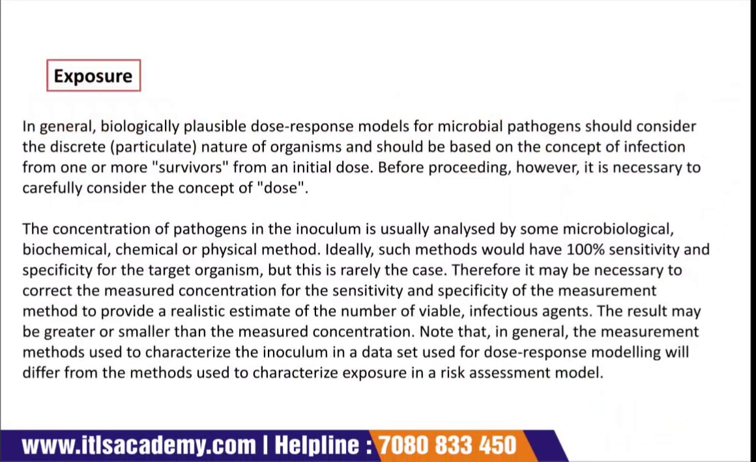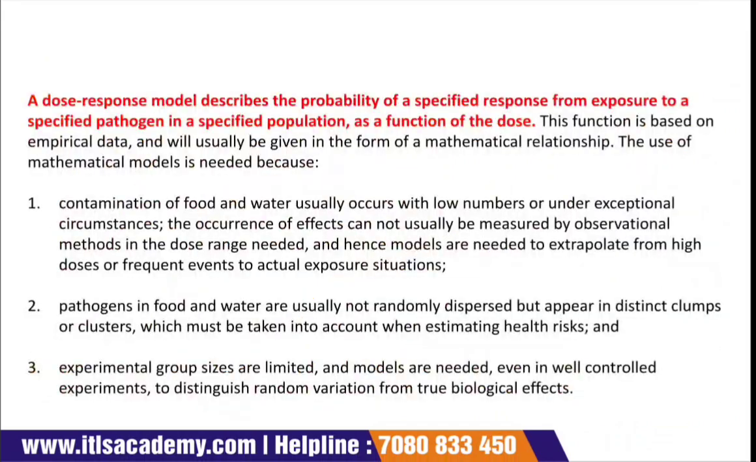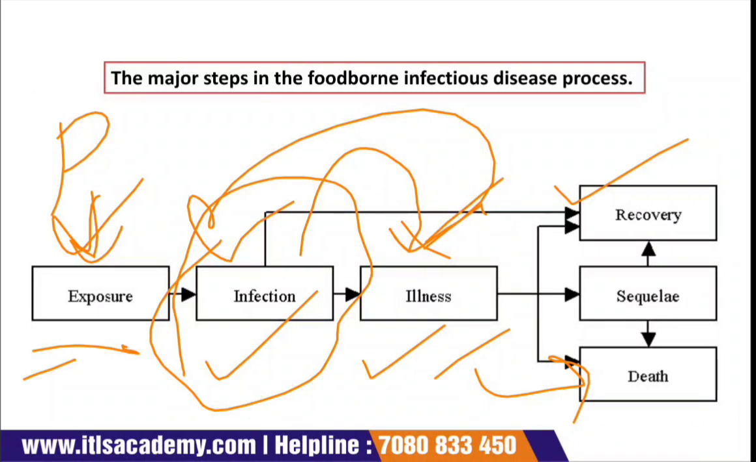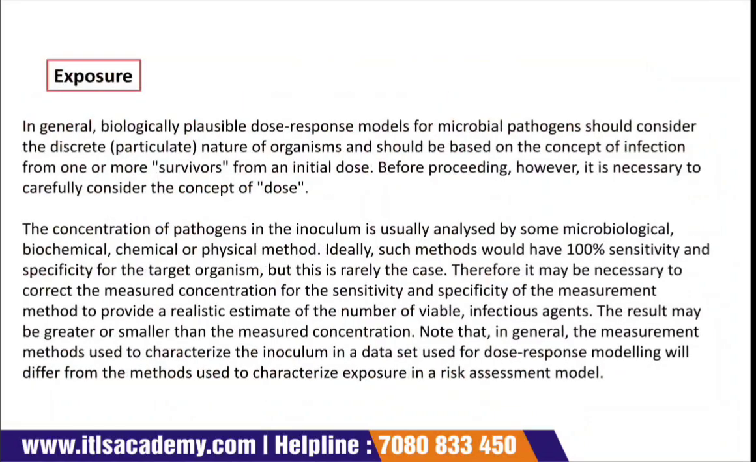Now moving to the next, the first is the exposure. If we talk about these major steps, the first one is the exposure. So in general, the biologically plausible dose response model for any microbial pathogen should consider the particulate nature of an organism, and it should be based on the concept of infection from one or more survivors from the initial dose. Before proceeding further, it is necessary to have a careful consideration of the concept of dose.